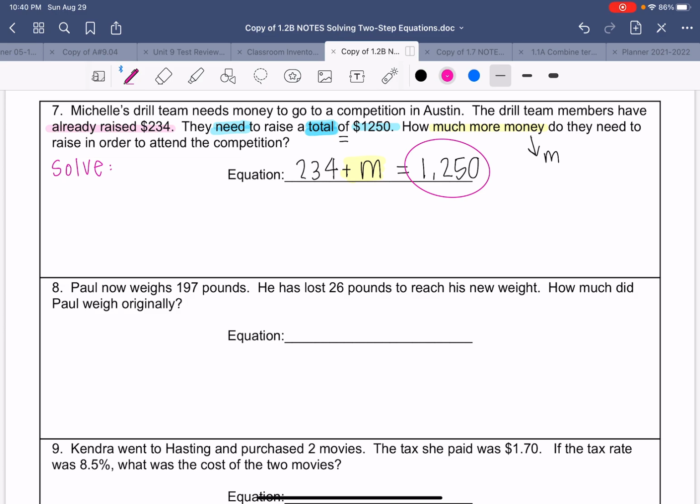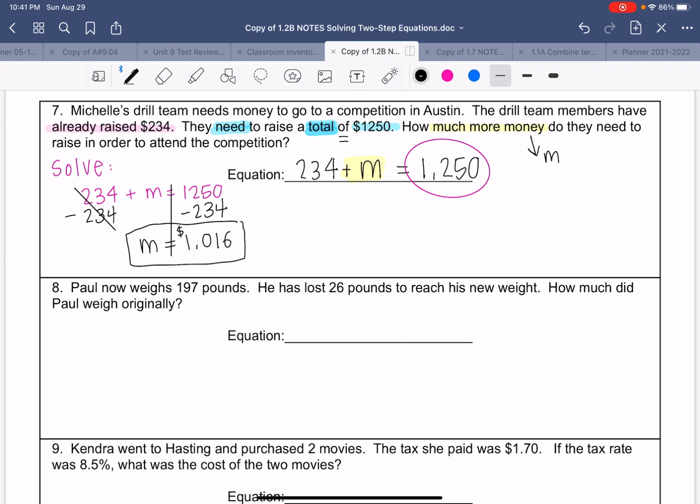So this is actually a one-step equation. We have $234 plus M equals 1,250. If I do my railroad tracks, I want to get M by itself. Right now I have a positive 234, so in order to undo that positive 234, I need to subtract 234 from both sides. That leaves me with M equals $1,016. So that's how much more they need to raise. They need to raise $1,016 more.